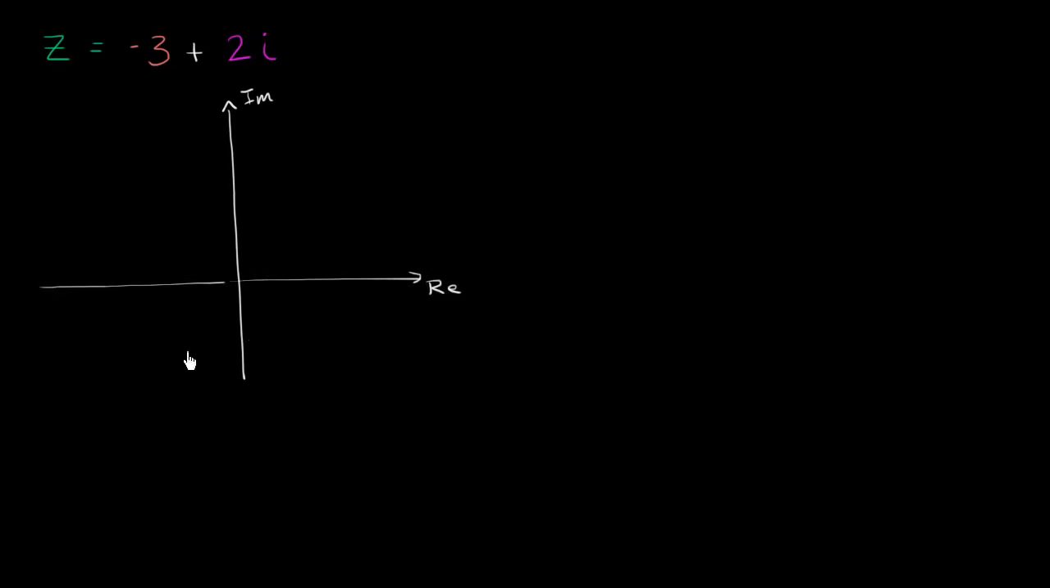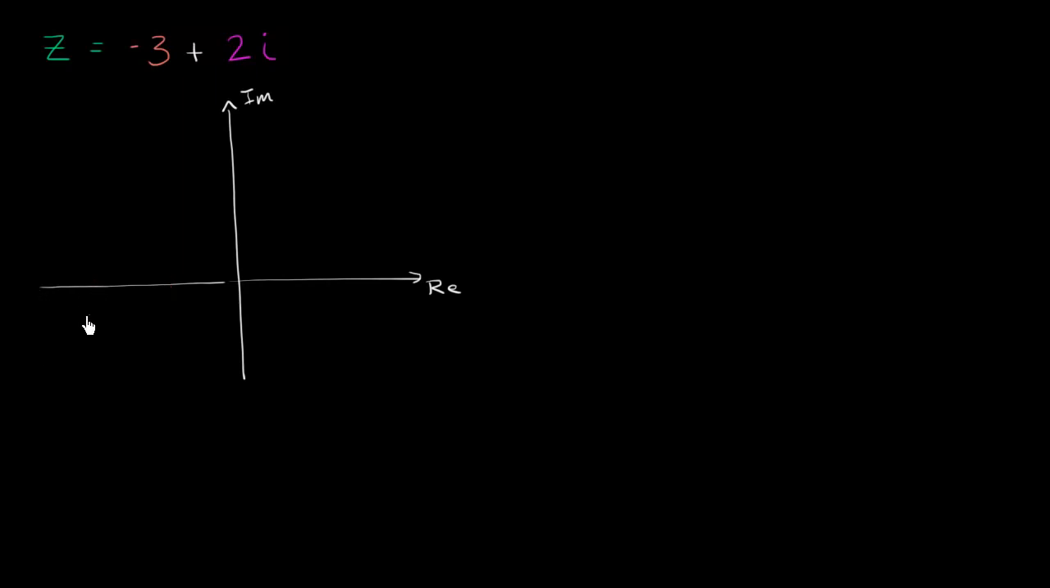Let's say that I have the complex number z, and in rectangular form, we can write it as -3 plus 2i. So first, let's think about where this is on the complex plane. So this is our imaginary axis, and that is our real axis. And let's see, the real part is -3. So we could go 1, 2, 3 to the left of the origin.